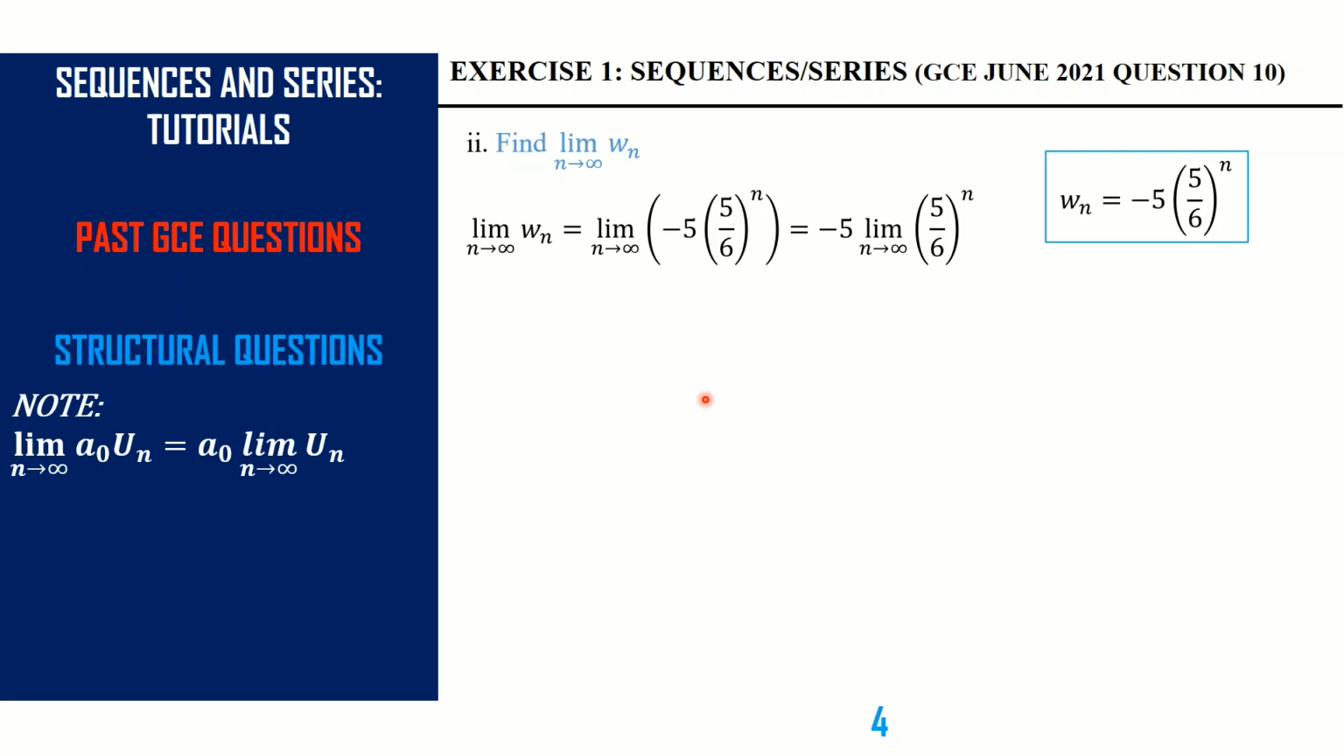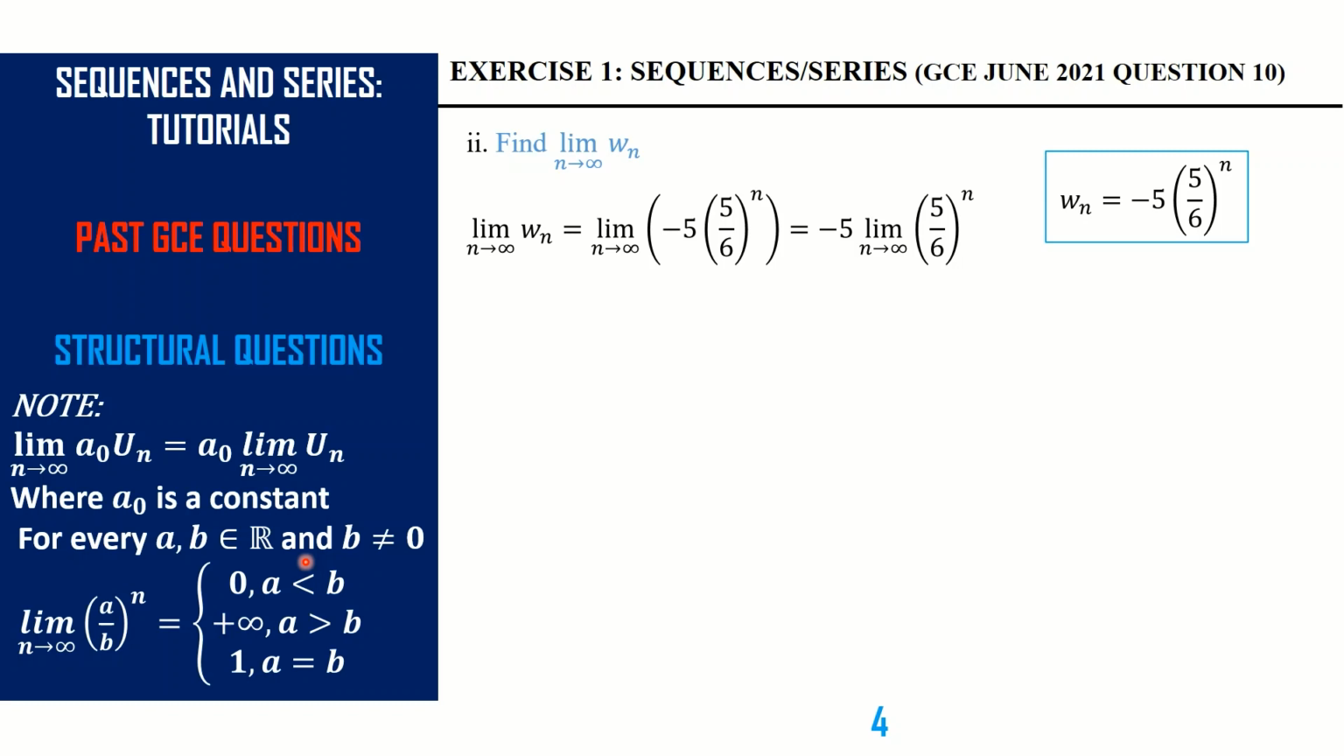Because if we have a constant and we multiply that constant times a sequence and we want to find the limit of that quantity, it is the same as that constant times the limit of the sequence, because the constant does not depend on n, and we are looking for the limit as n tends to infinity. Now the next hint we are going to look at is this hint.